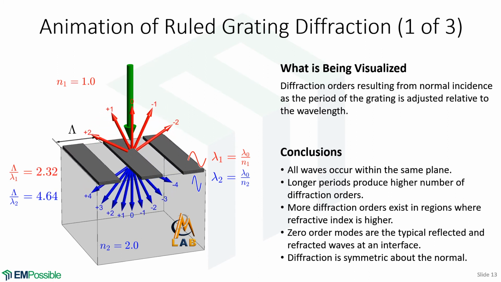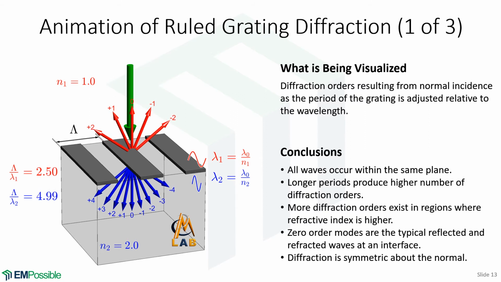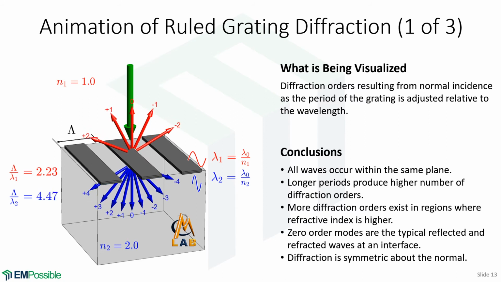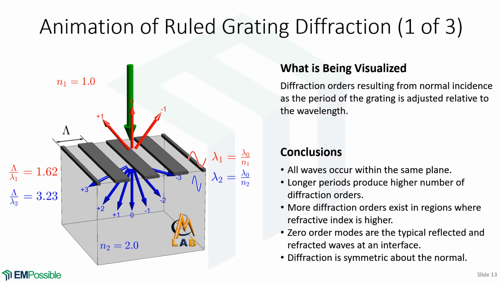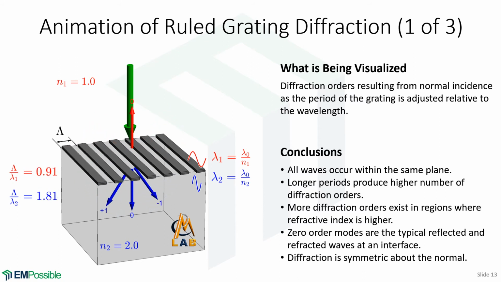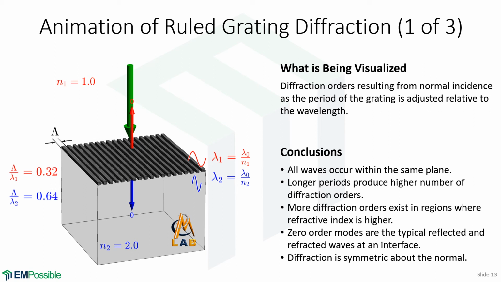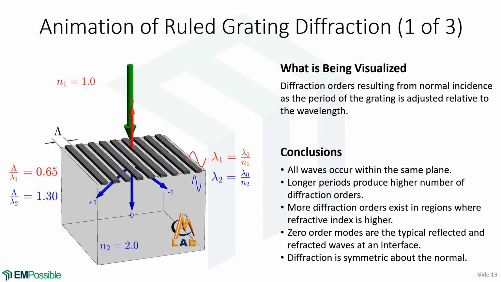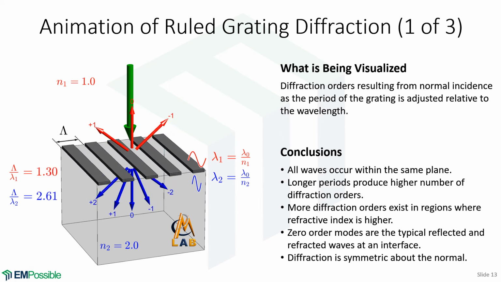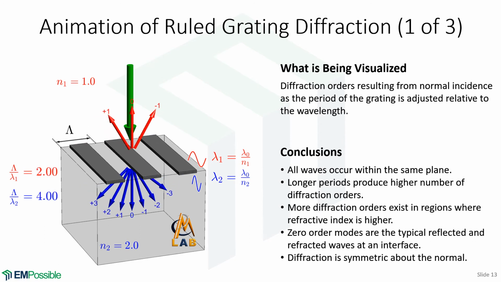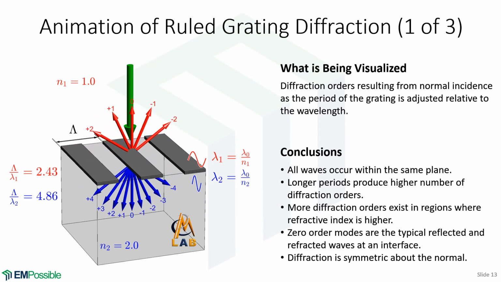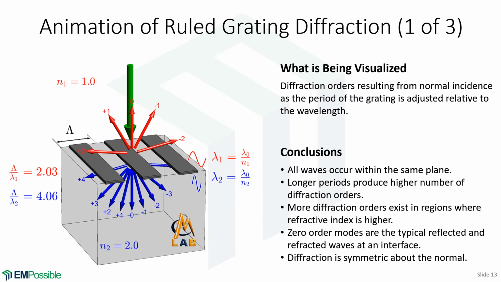So I'm going to make these visualizations available on the website, and I recommend downloading those and watching them and staring at them long enough until all of this stuff really becomes intuitive. A few other things to notice. Notice as we're stretching the grating period that those diffraction orders appear first parallel to the grating, parallel to the interface between the reflection region and the transmission region.